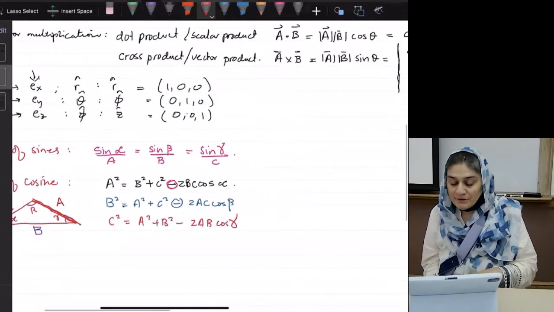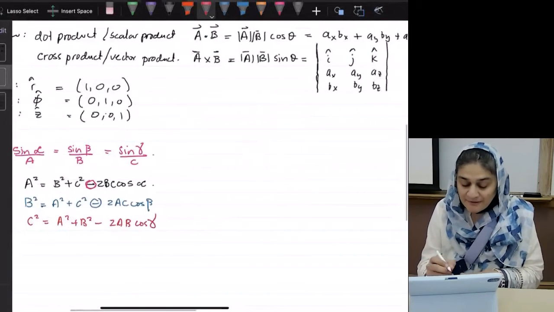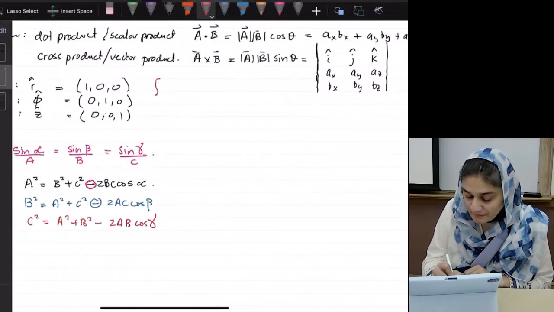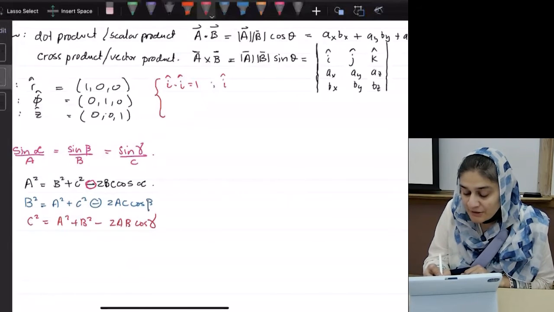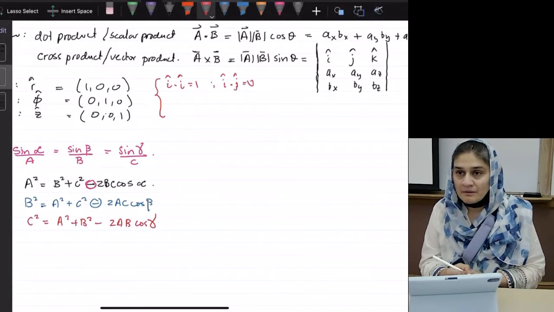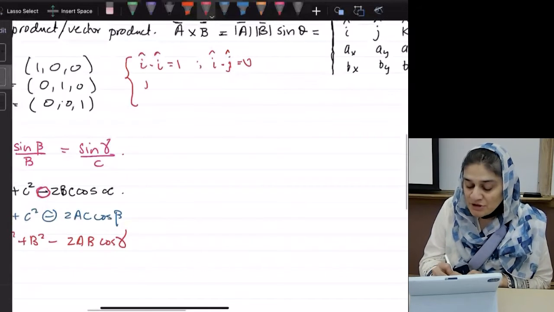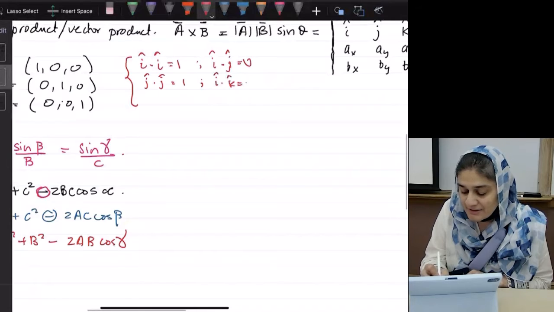Oh, before I forget, I should also tell you one other thing. Unit vectors are funny. So i dot i is 1. However, i dot j is 0. Get it? Same thing with j dot j is 1, whereas i dot k is 0.